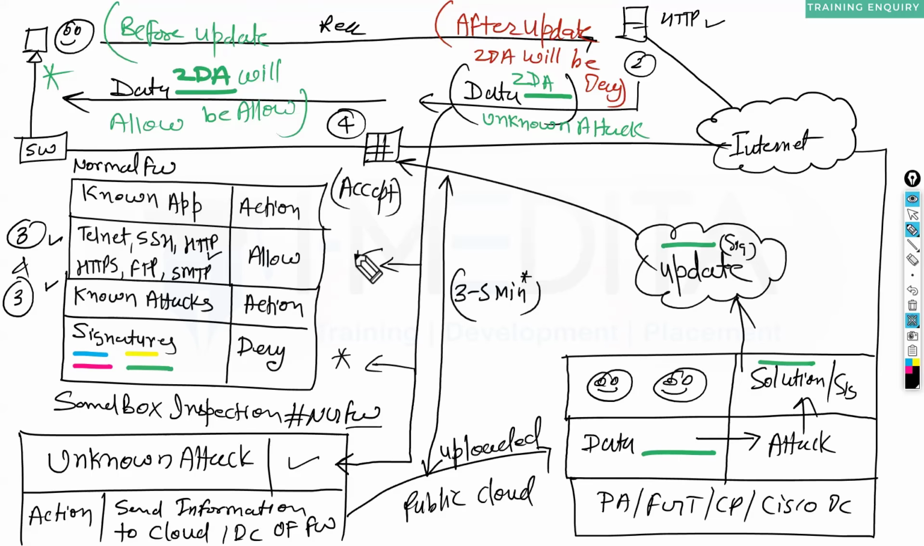Now, how many vendors' firewalls support sandbox inspection? Palo Alto firewall supports sandbox inspection. FortiGate firewall supports sandbox inspection. Checkpoint firewall supports sandbox inspection. Cisco FTD also supports sandbox inspection. So any device which has sandbox inspection capability is called your next generation firewall. Any question? Okay. So this was our fifth.